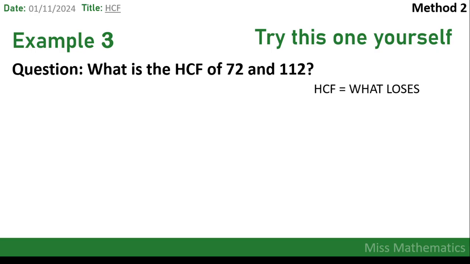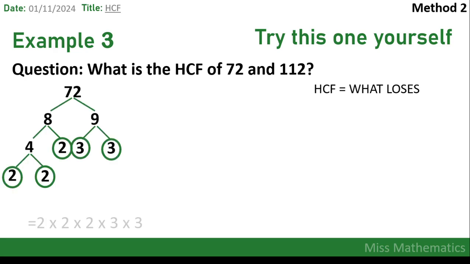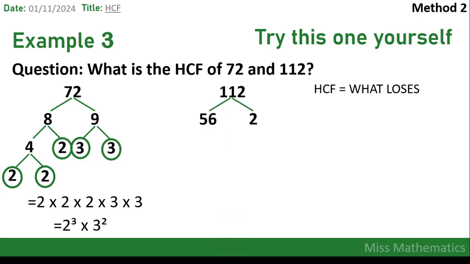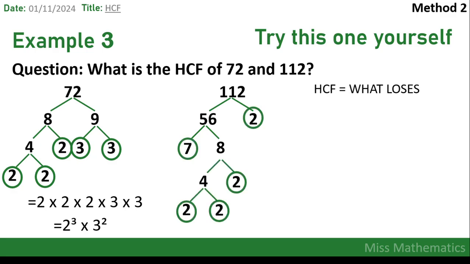So if we do the prime factorization of 72, we get 8 times 9. And then we can simplify this further into 2 to the power of 3 times 3 squared. 112 is made up of 56 times 2, 7 times 8, 4 times 2, 2 times 2. So 112 is equal to 2 to the power of 4 times 7.